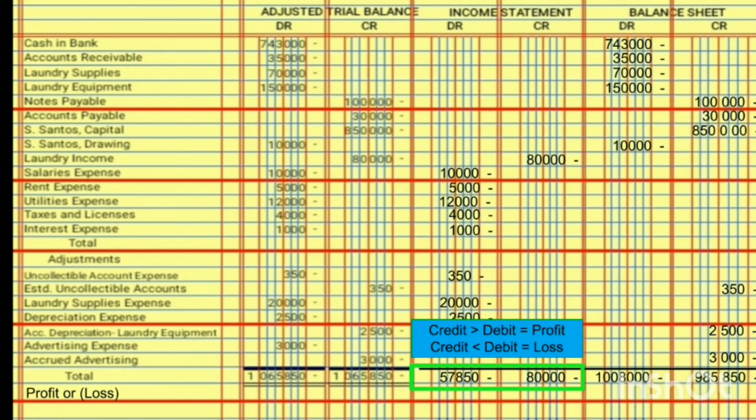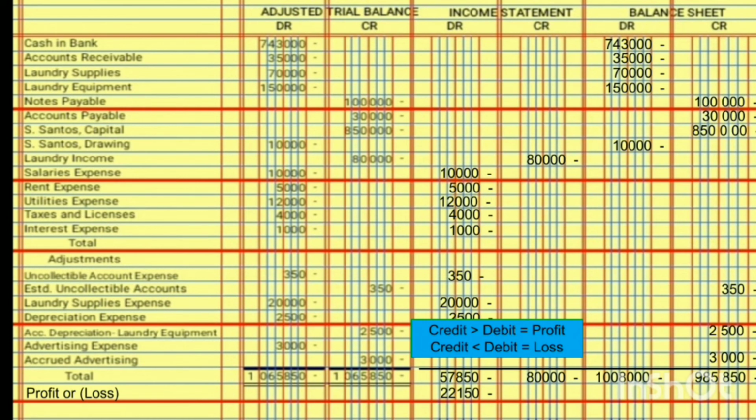And here in this case, the credit, which is 80,000, is greater than our debit, which is 57,850. So this means that we have a profit of 22,150. So the 22,150 is written under the debit column in order to balance the income statement. So our profit here is the balancing amount.